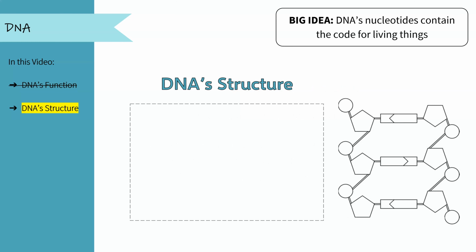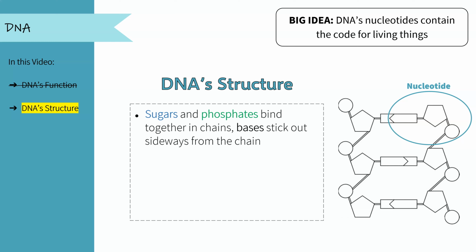Okay, when we think about DNA structure, we think about it like a ladder. So as a reminder, here I have one nucleotide, one monomer, and those monomers are joined together in a chain on one side and then linked to a second polymer chain on the other side. Each nucleotide consists of a sugar, a phosphate, and a nitrogenous base. So the sugars and the phosphates are what bind together in the chains. They make up the sides of our ladder. And then the bases stick out sideways from both chains into the middle and make the rungs of our ladder.